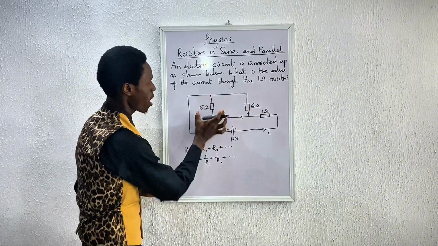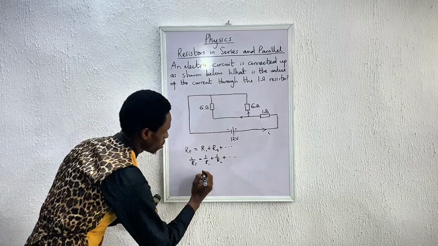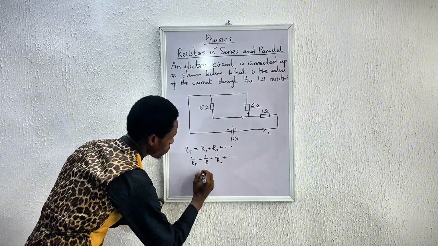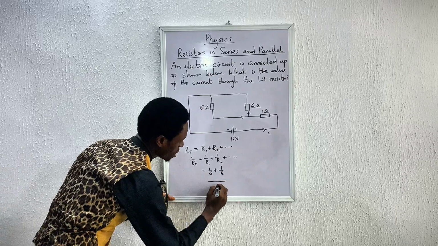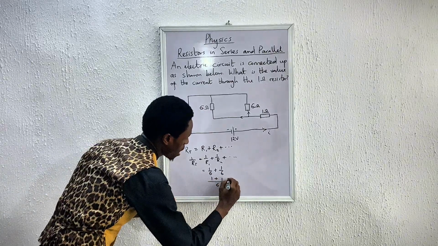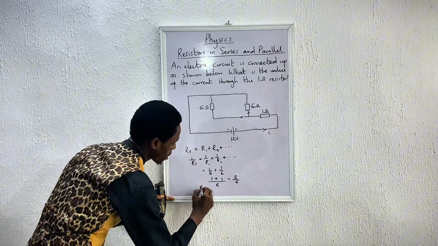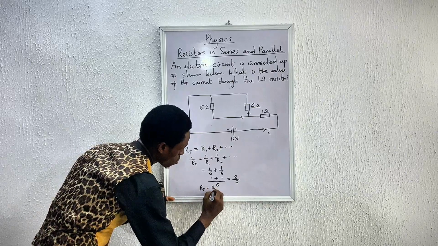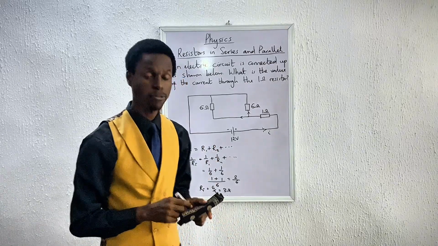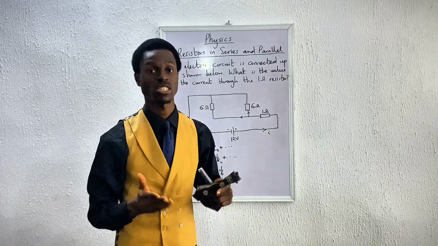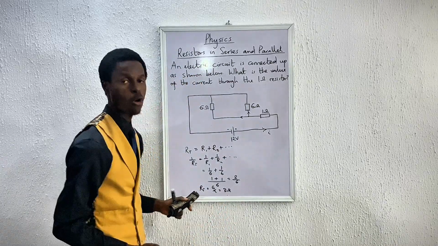Now, looking at this, we have this 6 ohms and this 6 ohms in parallel. So we have 1 over R total equals 1 over 6 plus 1 over 6. If you take the LCM, that is 6, we have 1 plus 1, and that gives us 2 over 6. But because it is the inverse, the total resistance will be 6 over 2, and that is 3 ohms. Actually, one of the secrets to this is that once you have two resistors of the same resistance, if you are resolving them in parallel, you will get half of one of them.